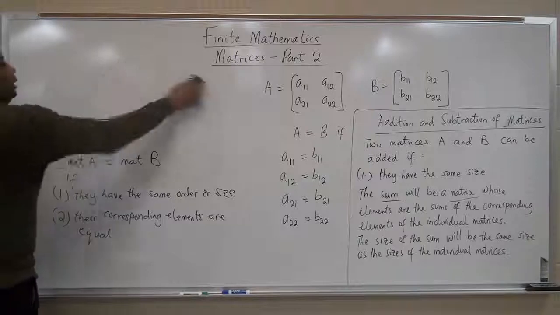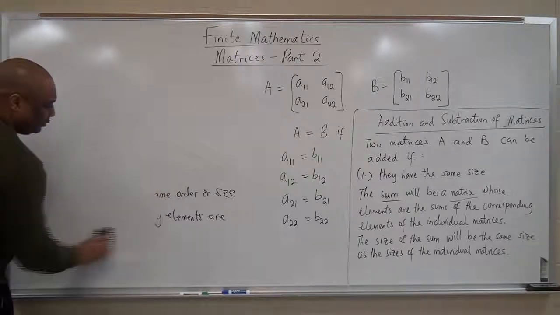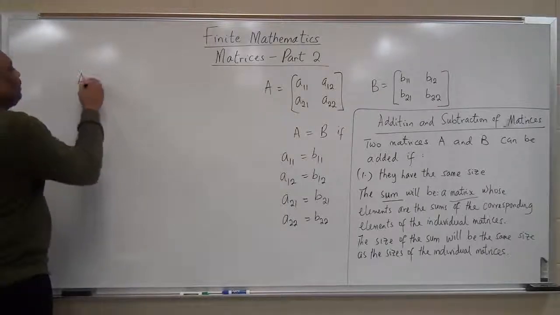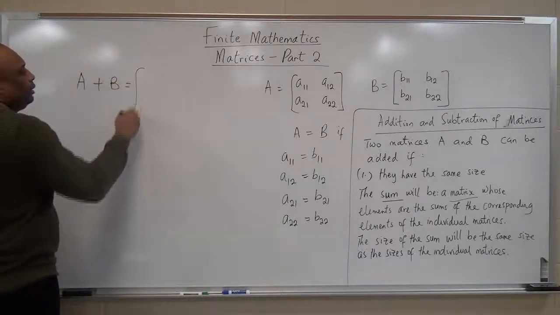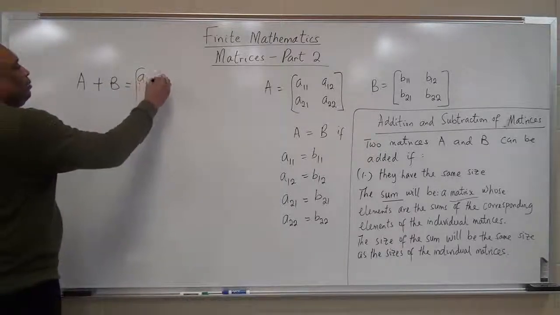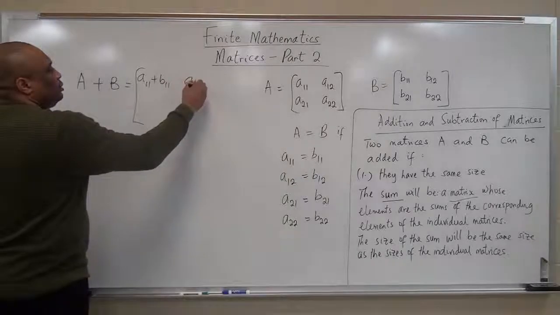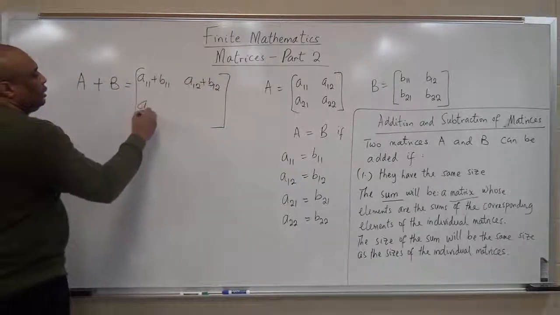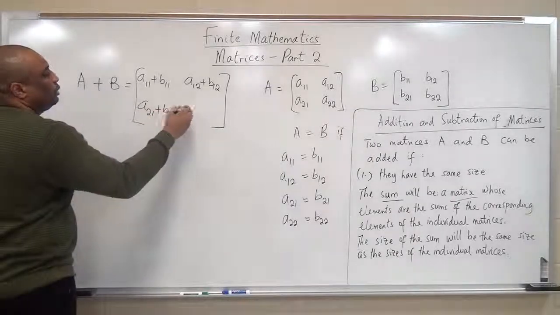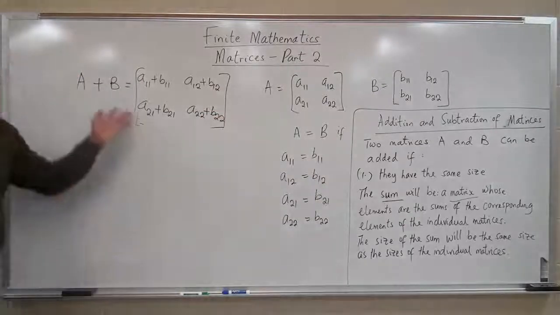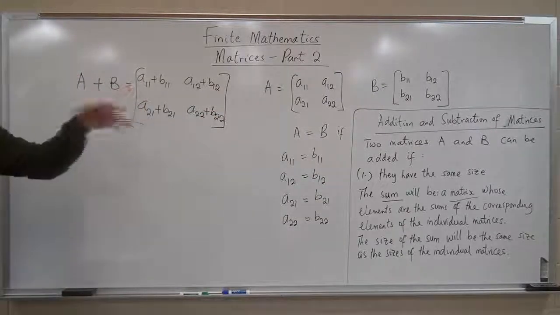We are still using this. So say you have two matrices A and B. We have that A plus B will be A11 plus B11, then A12 plus B12, A21 plus B21, A22 plus B22. So this will be the sum of the individual matrices, the sum of the matrices.